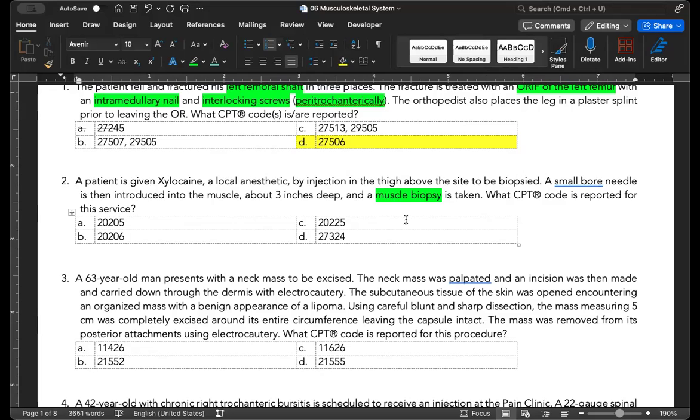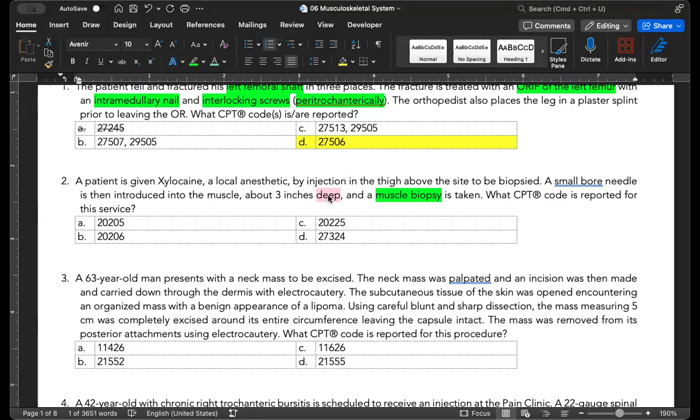So we have 20200 through 20206. So of the 20200, 20205, and 20206, someone tell me what code you think we should use. You can put it in the chat, you can come off mute. Somebody just tell me what option you think we should use. Is it 20205? Okay. So 20205, are you using that because we see deep in the scenario? Yeah. Okay.